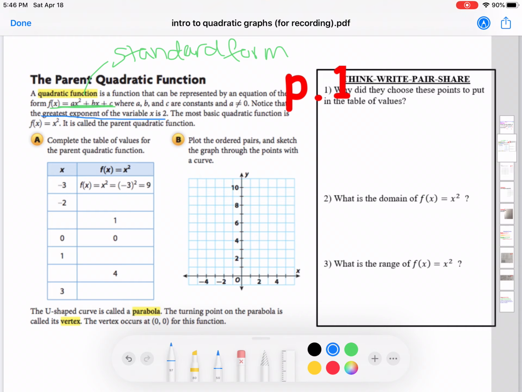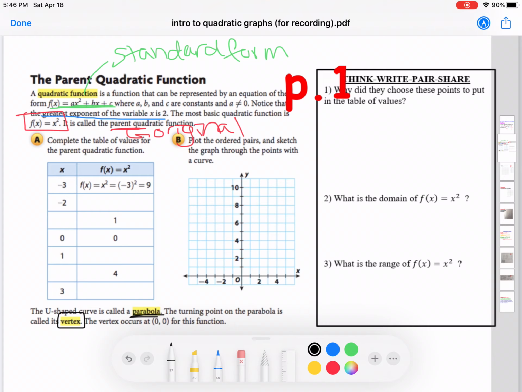The most basic quadratic function is f of x equals x squared, and that's called the parent quadratic function. Now, what we mean by parent is just the original or the most basic quadratic function. So if you hear us using this phrase parent quadratic function, that means our original. Two more vocabulary to review at the bottom here. Again, we've learned this from the beginning of the unit, but that U-shaped curve that we have, we gave that the name of a parabola. And now we're going to identify a new vocabulary word called the vertex.